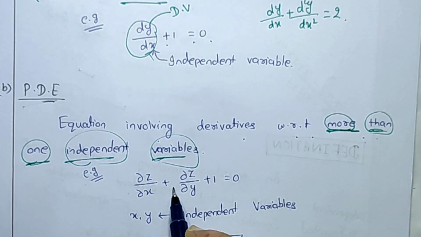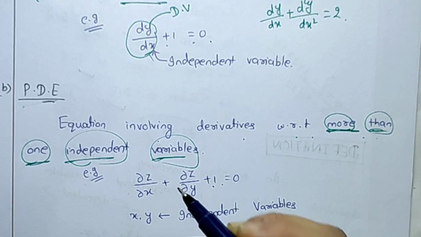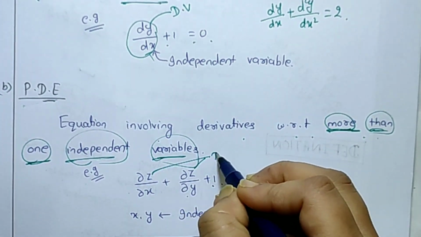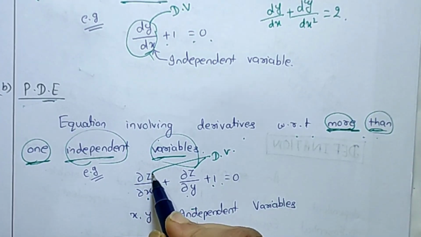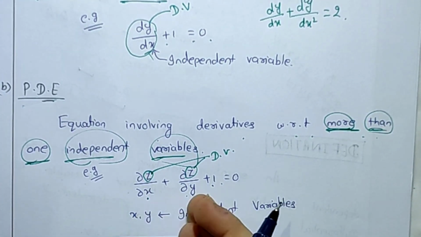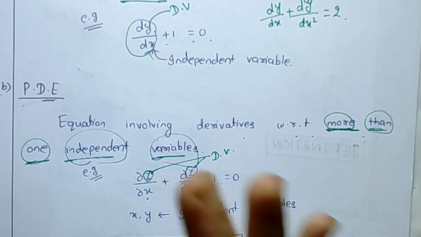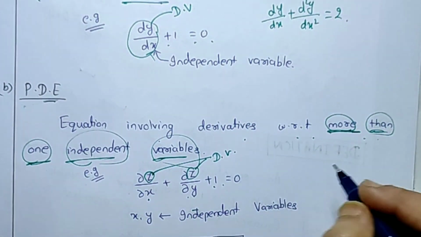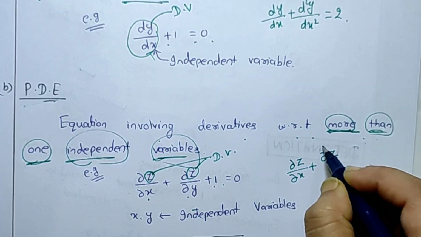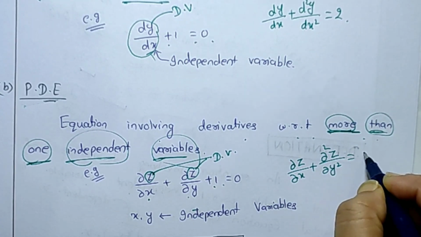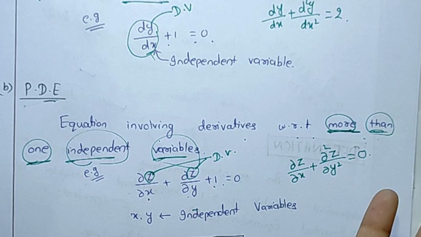∂z/∂x + ∂z/∂y + 1 = 0, where z is the dependent variable, x and y are the independent variables. A single dependent variable with respect to more than one independent variable, so this is a partial differential equation. ∂z/∂x + ∂²z/∂y² = 0 is also a partial differential equation.